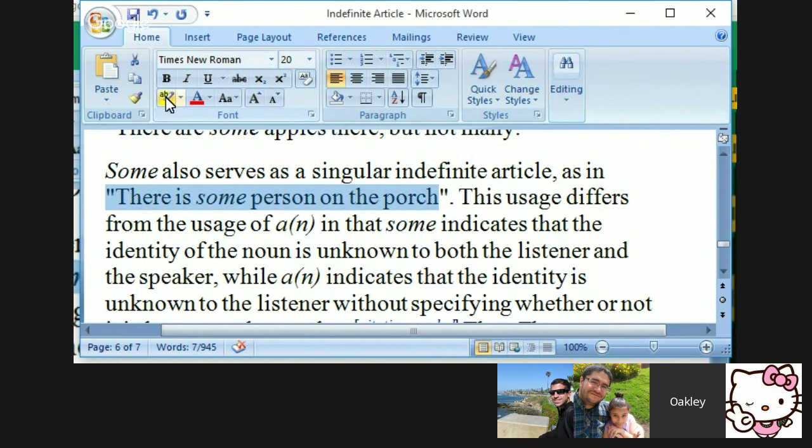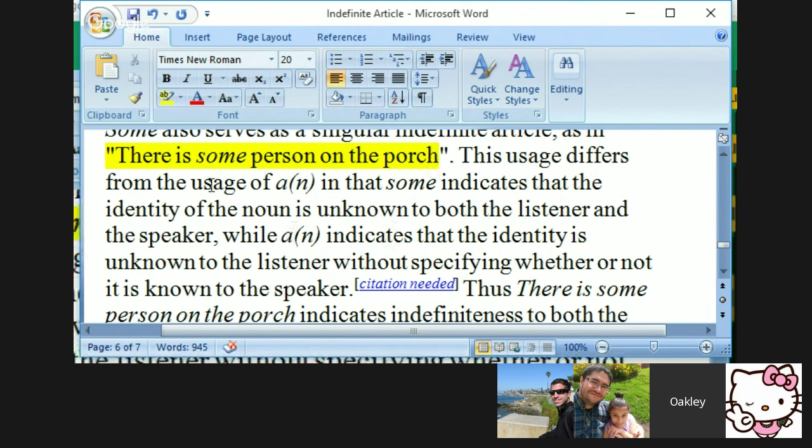As in this example here. There is some person on the porch. Notice the way I say that. Notice my intonation. There's some guy on the porch. It is being basically used as an article, but the usage is slightly different in that some in this sentence indicates that this person is not known. The identity is not known by both the listener and the speaker.